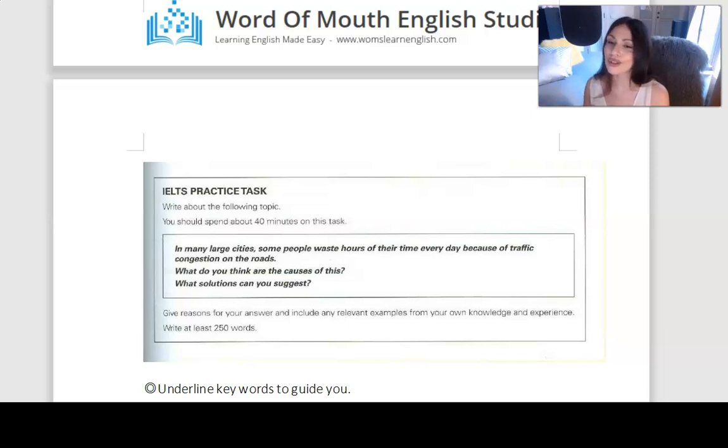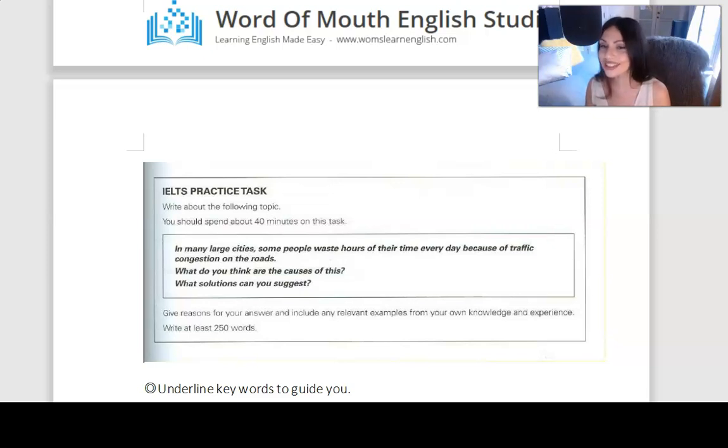So don't spend too long on writing it, because you also have to read your essay again towards the end. You've got to assess what you've written. So leave some time in the end to edit your work. Okay, so 45 or 44 minutes should do just right. Right, so in many large cities, some people waste hours of their time every day because of traffic congestion on the roads. What do you think are the causes of this, and what solutions can you suggest?